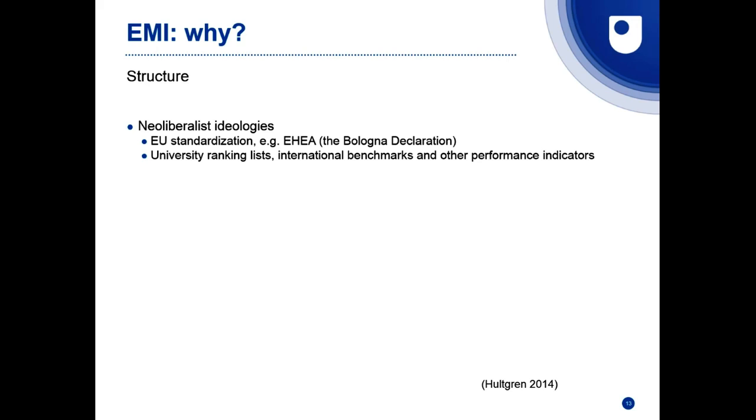Interestingly, there's not a single word in the Bologna Declaration that is devoted to linguistic issues. How are we actually going to accommodate this enhanced cultural and transnational mobility? It was just assumed that that would sort itself out, but that is a big reason why we now have so much EMI. And university ranking lists, the increased competition and collaboration between institutions also indirectly engender English as a medium of instruction.